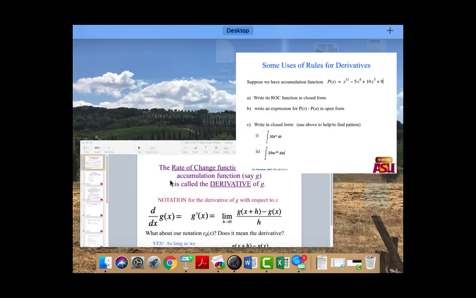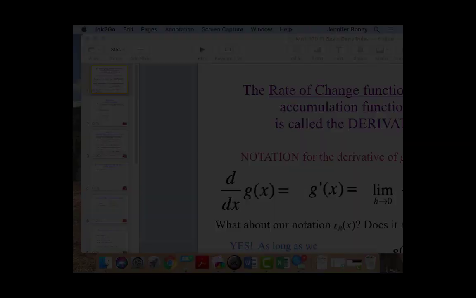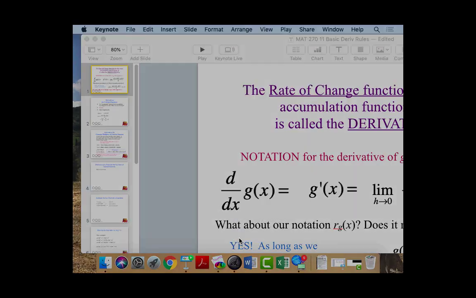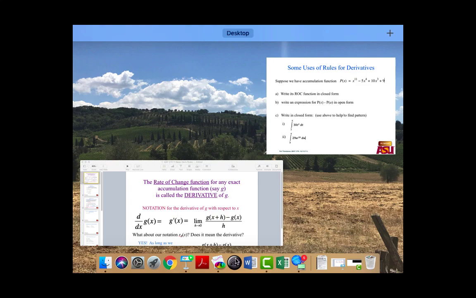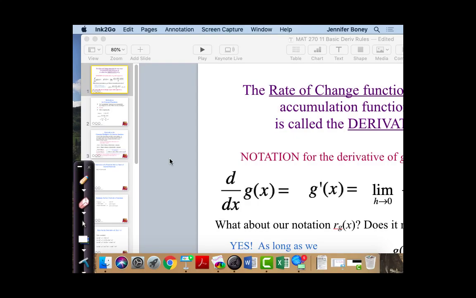Let's see if I can get this doodad to work. Restarting it. There we go.